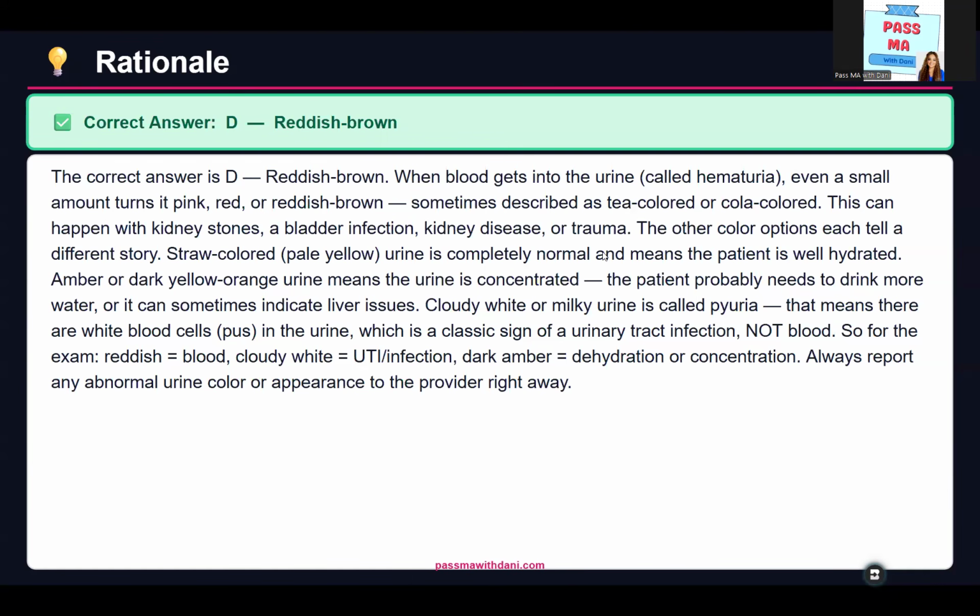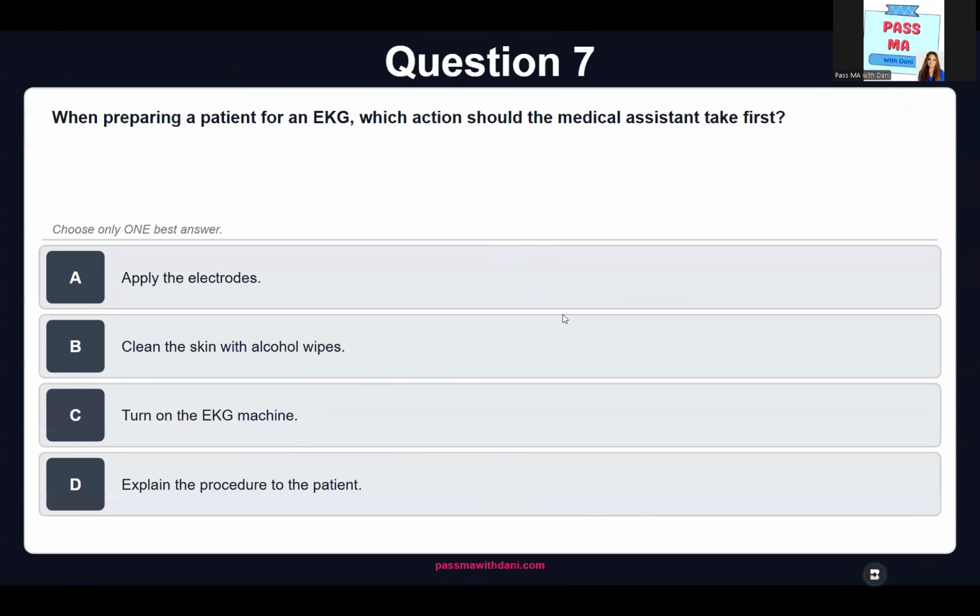All right. Next question, number 7. When preparing a patient for an EKG, which action should the medical assistant take first? A, apply the electrodes. B, clean the skin with alcohol wipes. C, turn on the EKG machine. Or D, explain the procedure to the patient.